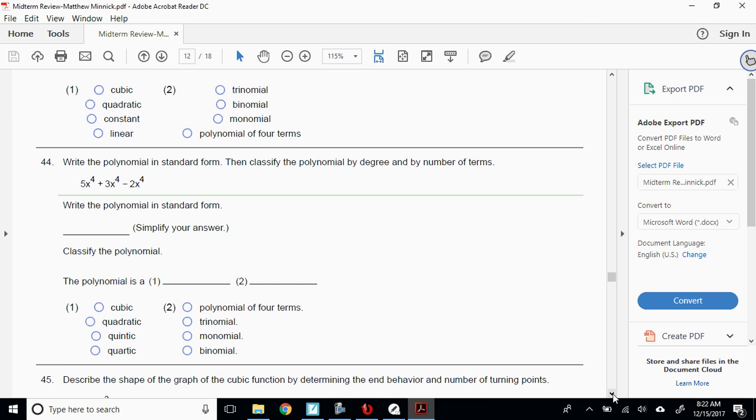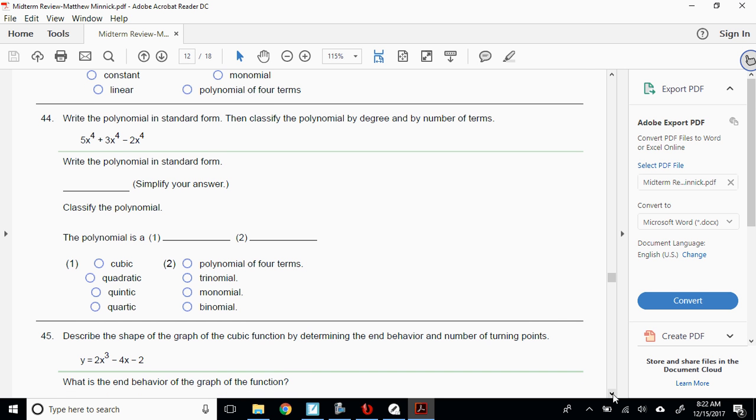44, I'd like to give a shout out to Brianna Stebner. She said, "Hey, wait a minute, can't those terms combine because they're like?" They can, and they all do, don't they? So we have 5 and 3 makes 8. Take away 2. The answer there should be 6x to the 4th when we simplify. So that ends up being a quartic monomial. You never name a polynomial until it's simplified.